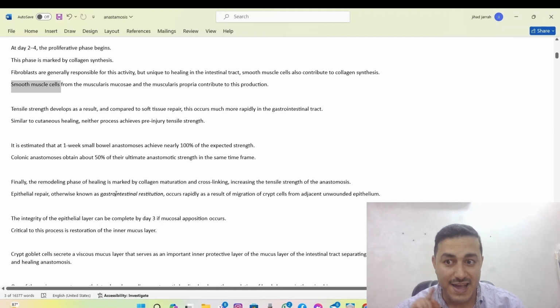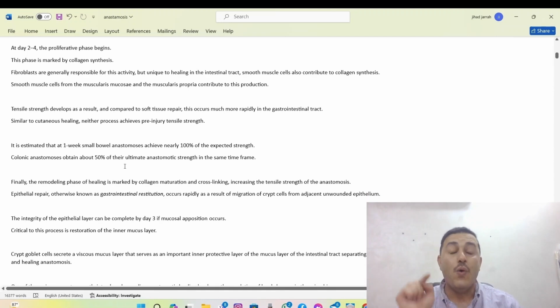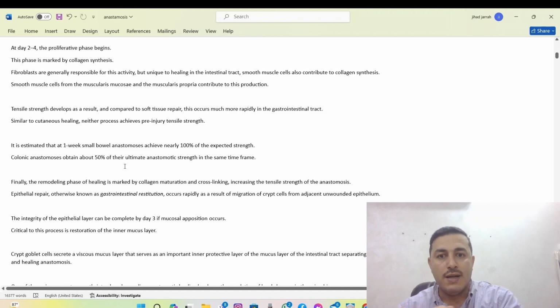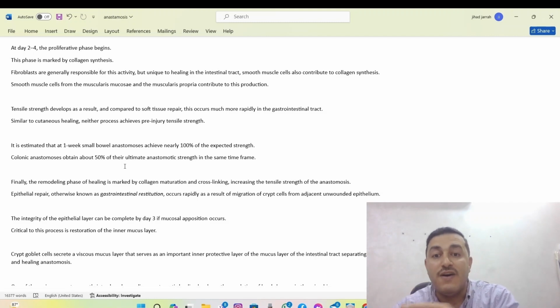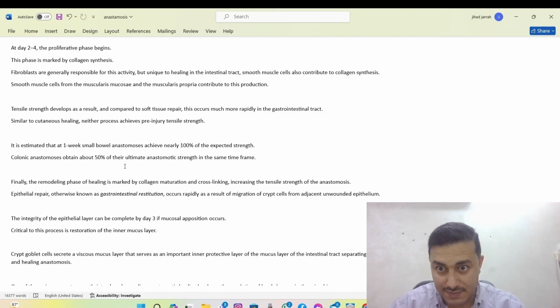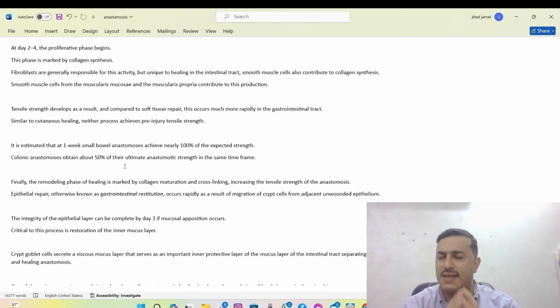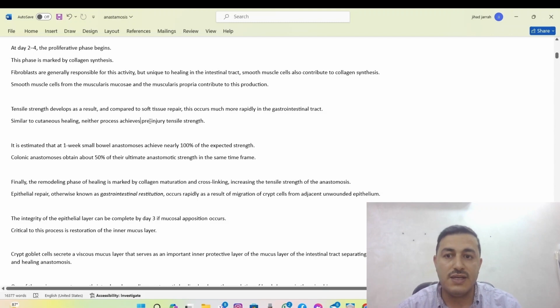And this explains why in the bowel the final tensile strength is reached faster than in the skin, for example. But we have to understand that the strength before the injury, what we call the pre-injury tensile strength, as you see here, is never reached.